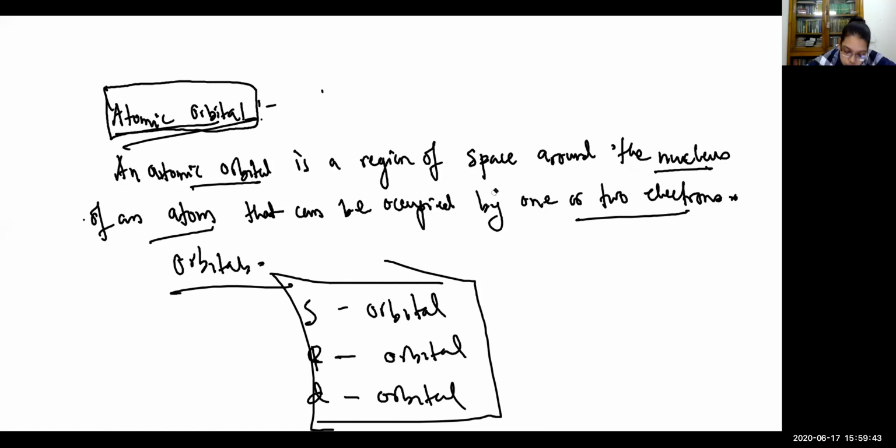So the orbital shape. What is the shape of the s orbital? Spherical. Now hourglass. Hourglass is the p orbital, px, py. And the d orbital has two hourglasses. The d orbital has 5 different types. So the shape of the d orbital is like this.